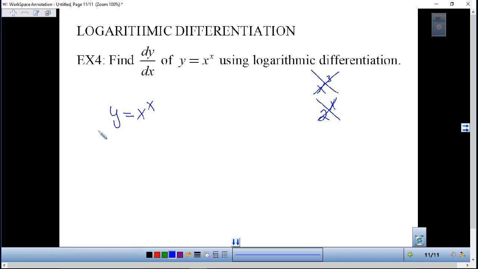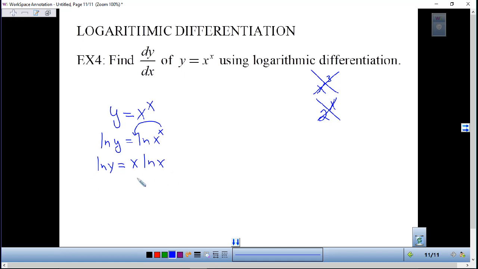And the way we're going to do this is we're actually going to take the natural log of both sides. Natural log of y equals the natural log of x to the x power. Now, for those of you that are quick and know your log rules, you hopefully spot the first thing that you're going to do here, and that is use the power rule for logs to move this out front. So the natural log of y ends up being x times the natural log of x.